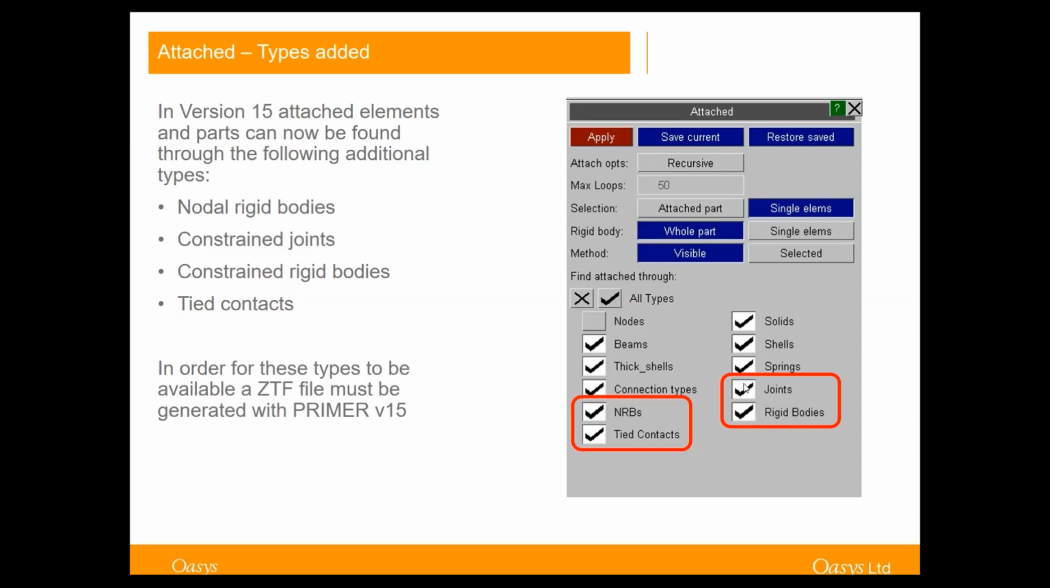The information for D3PLOT to identify these new attachment types has been added to the ZTF file. So again, you will need a ZTF file generated with version 15 of Primer for those to be available.